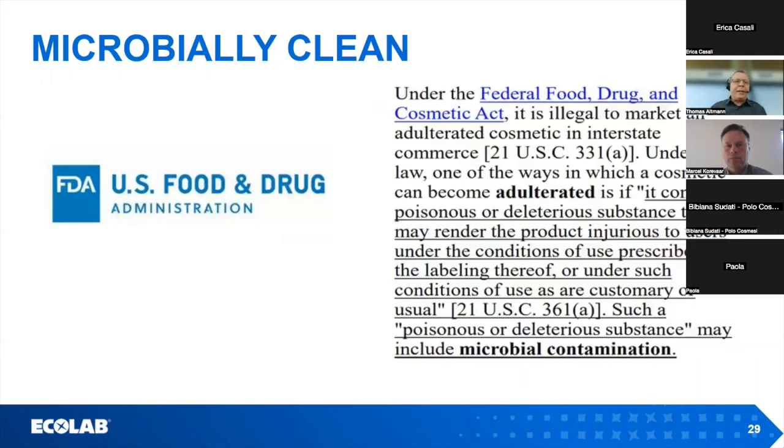At the end of the day, even the FDA says that there should not be any poisonous or deleterious substances on your surfaces, and even microbiological contamination is seen, and this is in the last two lines here of these sentences, that poisonous or deleterious substances may also include microbiological contamination, because it can harm people.